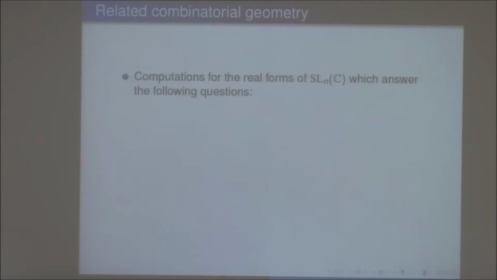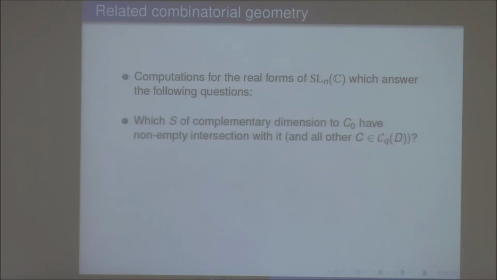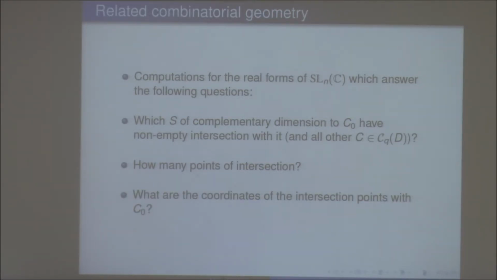And so I just wanted to mention what Anna did, and if you're interested in the details, her methods, in my opinion, are general, but it's very hard work, so it's only been done for the real forms of SL(n,C). She answers the following questions, which I wrote in terms of questions: which Schubert cycles of complementary dimension have nonempty intersection, how many points of intersection, and what are the coordinates of these intersection points.